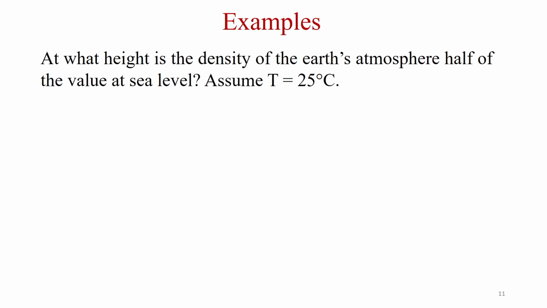Now, let us see a quick example here. At what height does the density of earth's atmosphere become half the value at sea level? So, rho 2 upon rho 1 is equal to e to the power minus the potential, which will be m g z upon k T. This value is given as half, so 1 by 2 is e to the power minus m g z upon k T.